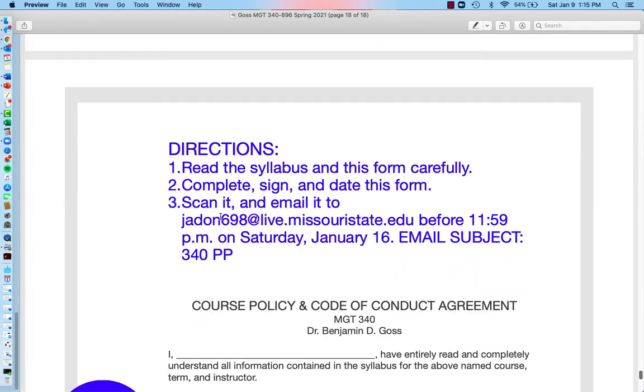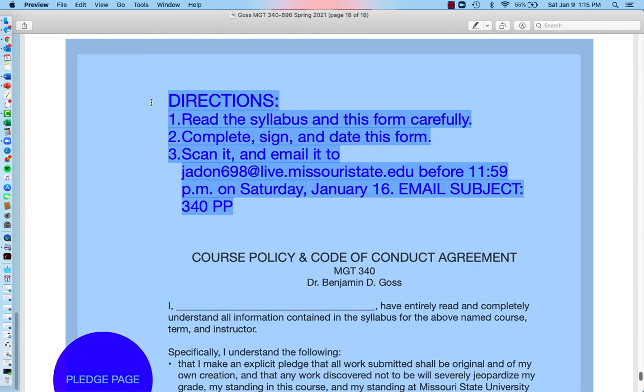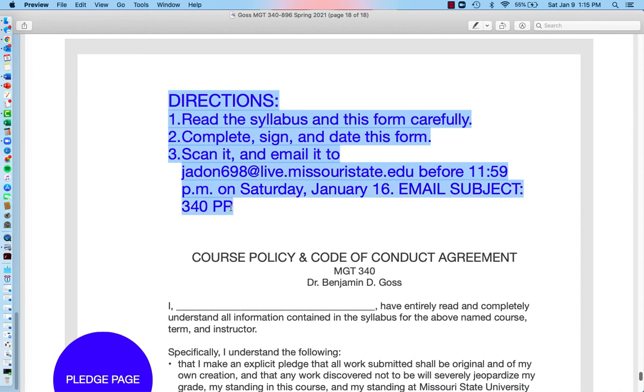The last page is the pledge page. Now you'll notice, and somehow some people missed this entirely over the course of the last previous semester or two, read this syllabus and this form carefully. I want you to complete it and sign and date it and then scan it and email that to my graduate assistant before 11:59 p.m. on January 16th. Otherwise, you and I are going to have a very unpleasant encounter via email, so make sure that you do that for me.